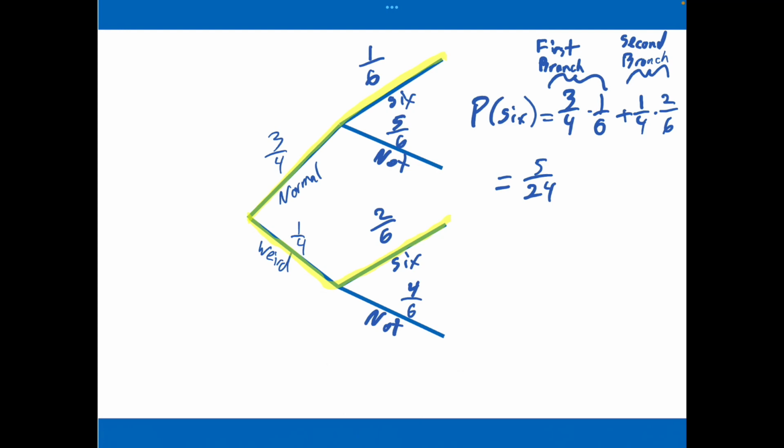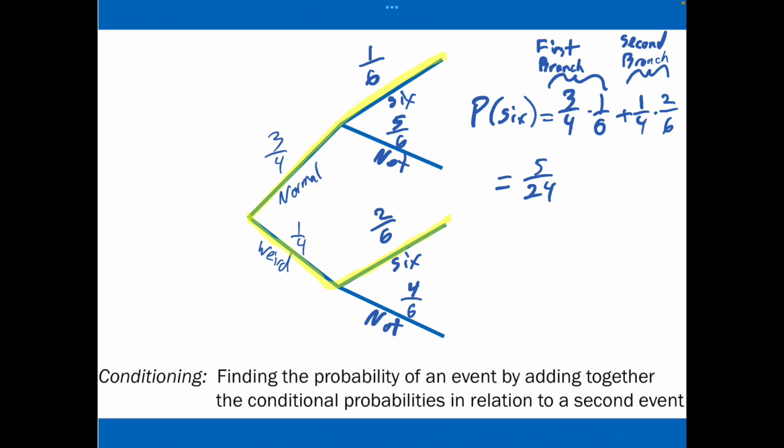This process has a special name that we call conditioning. For a definition, we could say conditioning is finding the probability of an event by adding together the conditional probabilities in relation to a second event. In this case, notice that we're conditioning the probability of finding a 6 based upon which dice we're using. Really, in short, conditioning is drawing our tree diagram and adding up all the branches that end together in the result that we were interested in.